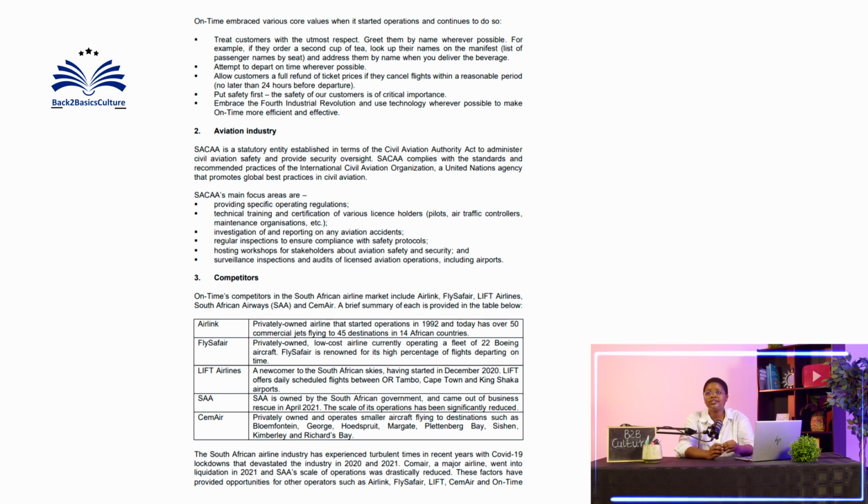Okay, as we continue, while we are looking at what has happened recently in the industry, we are told that Comair went into liquidation and SAA's scale of operations was reduced. And these are factors that have provided opportunities for other operators such as Airlink, FlySafair, Lift, and On Time. So as we've been mentioning, they are confirming that there's space for us to grow. It's a matter of us sitting down and planning in terms of how we are going to do this.